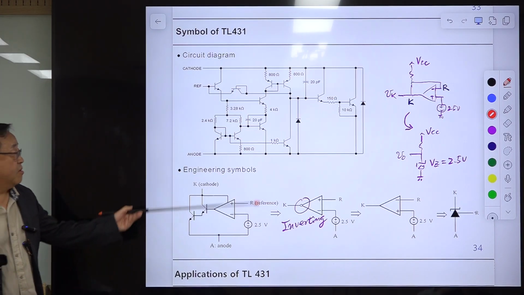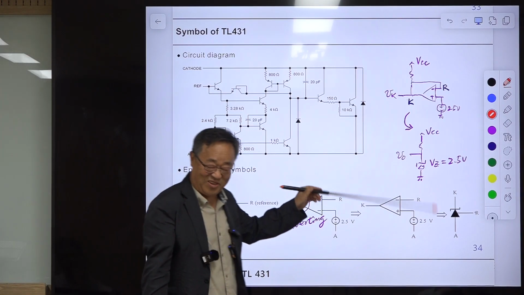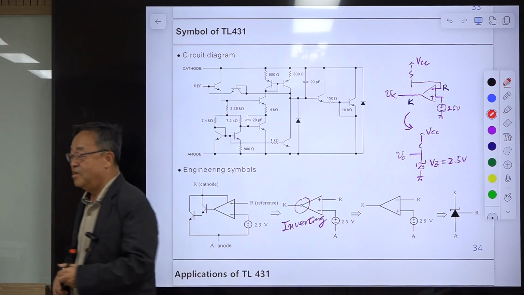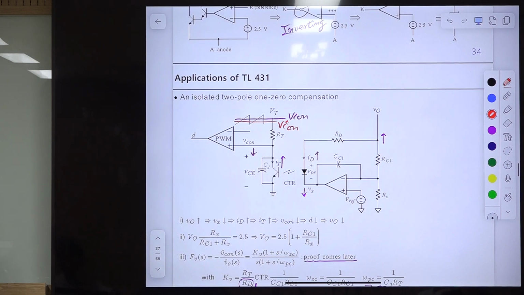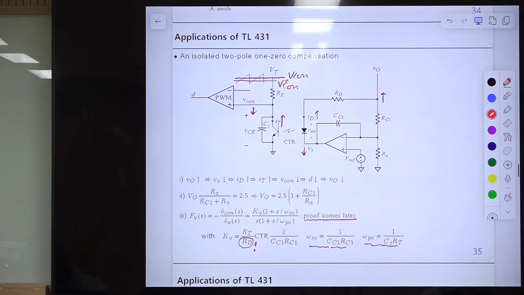But don't use it this way, okay? So it has something more than that. Okay, so let me discuss this in relation to our application. Okay, so this is an isolated 2-pole 1-zero compensation.